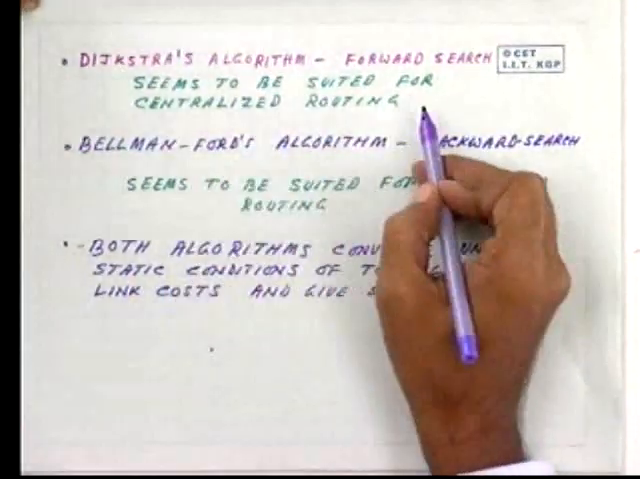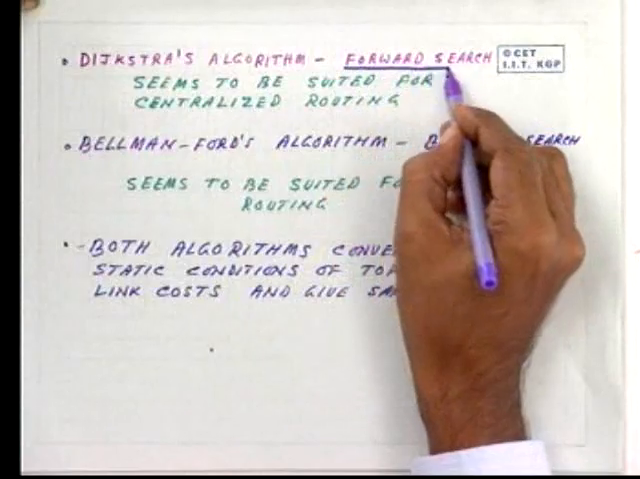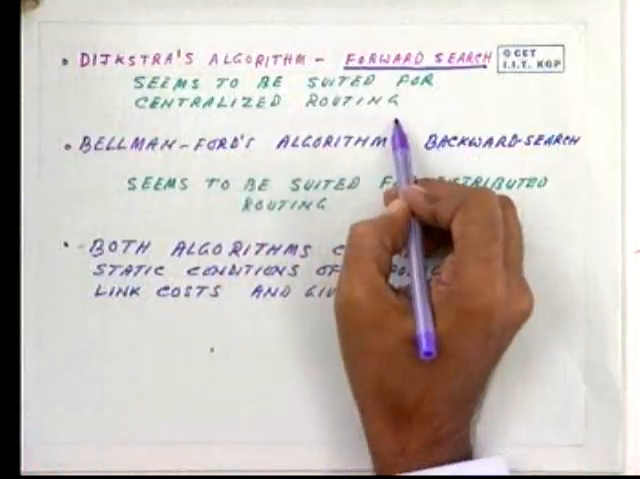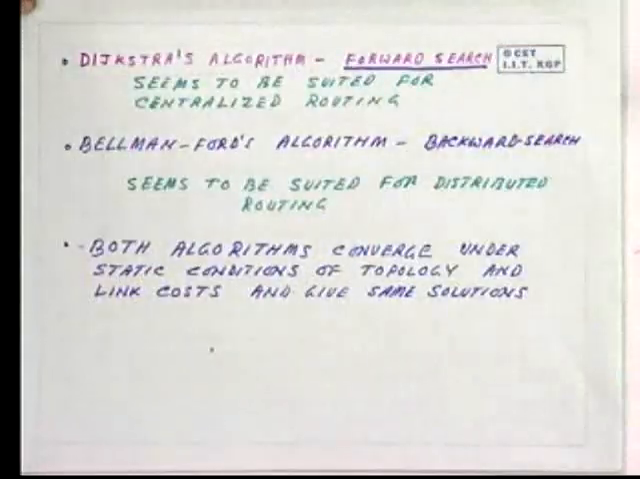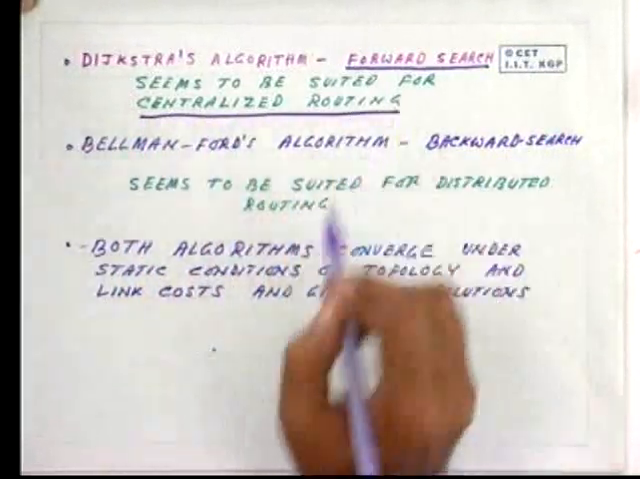And this particular algorithm is based on forward search. We are starting from a source node and going towards a destination node. And it has been found that it is suitable for centralized routing. The reason for that is you require a global picture. You have to know the information about the topology and cost of all the paths to decide at different stages of the iteration. And that's why it is suitable for centralized routing.